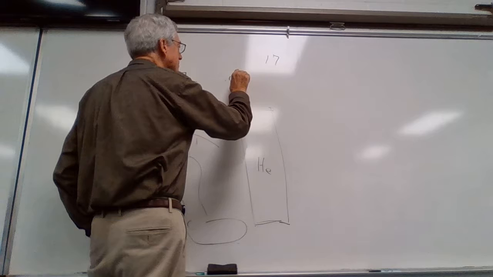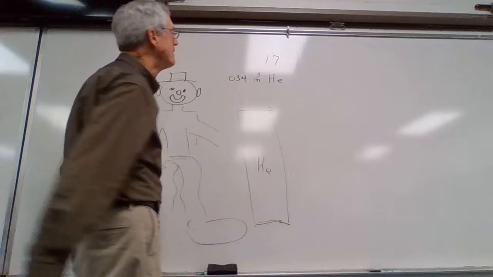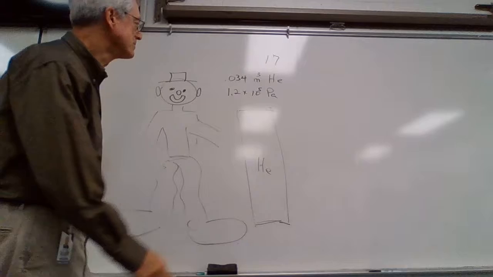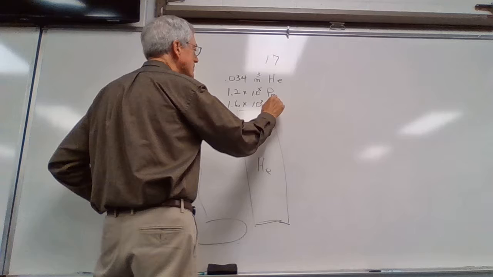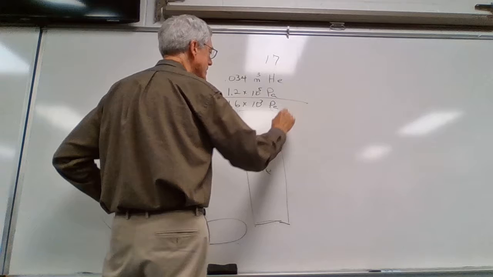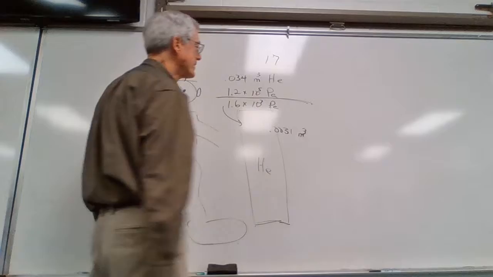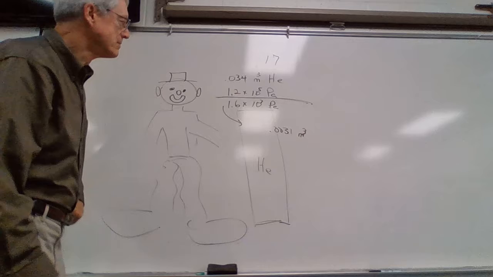Is that cubic meters, did you say? Yes, sir. At an absolute pressure of 1.2 times 10 to the 5th pascals. The cylinder contains helium at an absolute pressure of 1.6 times 10 to the 7th pascals and has a volume of 0.0031 cubic meters. So this stuff down here is the cylinder, this up here is the balloon, right? The temperature of the helium in the tank and in the balloons is the same and remains constant. What is the maximum number of balloons that can be filled?